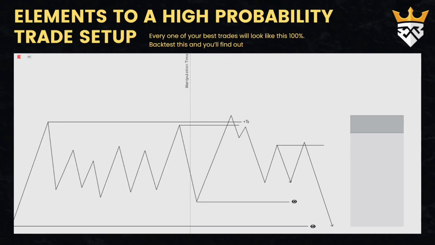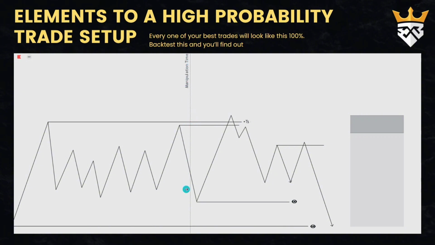Anyway, elements to a high probability trade setup. Every one of your best trades will look like this, 100% guaranteed. Backtest this and you'll find out. So we have a range. This can be any price range. And this is a line chart, but I will give you CRT analysis where you can visualize it.